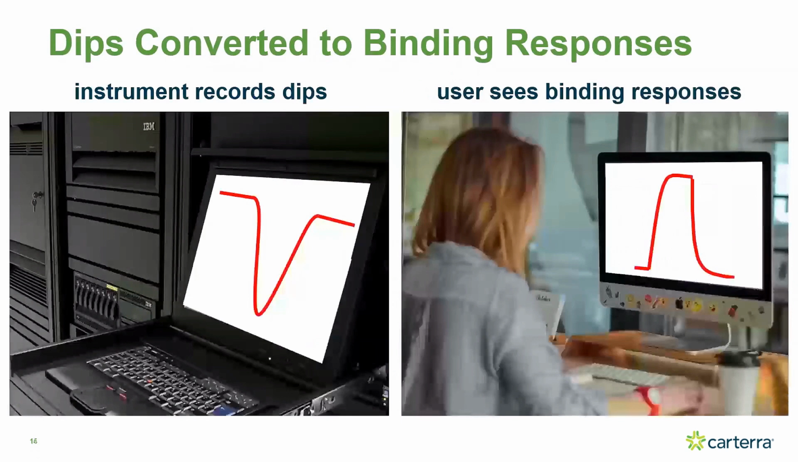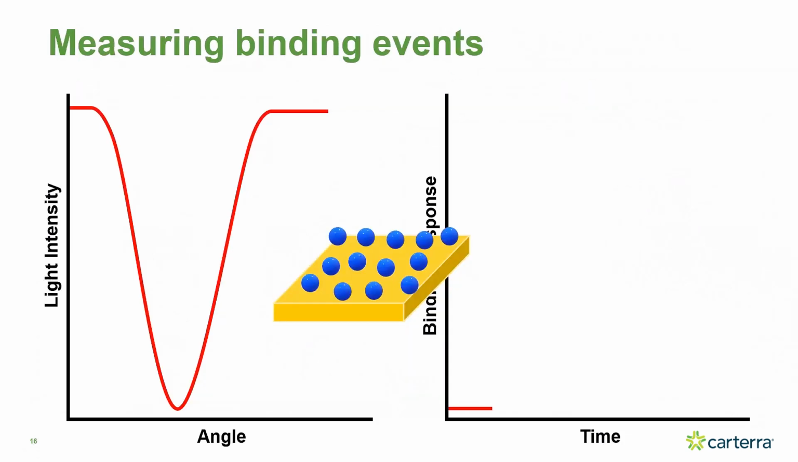So the instrument itself records these plasmon dips, but the user sees binding responses as they're translated by the acquisition software. So this is going to be sort of a schematic of how an experiment would run, where you can see what the instrument sees as these SPR dips, and then what the user sees as this real-time sensorgram, where we get a binding response in what we call RUs, or response units.